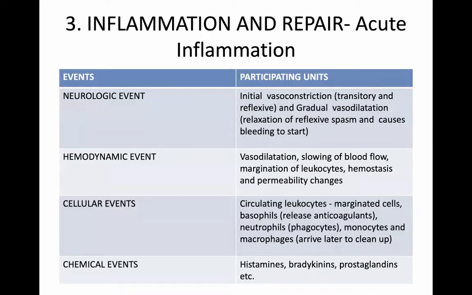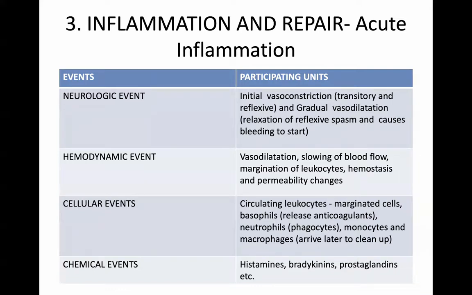Now, there are four main events that take place during inflammation. One is neurologic event, the second is hemodynamic, the third is cellular, and the fourth is chemical. All of these events may be happening pari passu, but it's important to note that they kind of affect each other and determine what the next phase of each other would be.